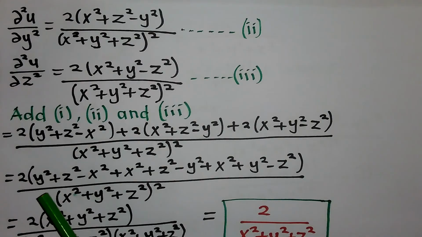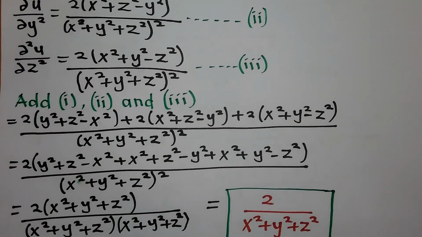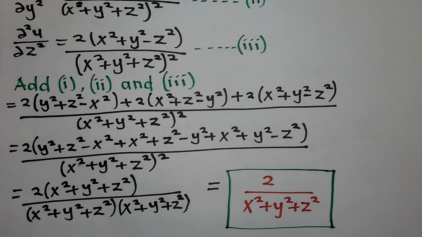We can then simplify the like terms, like y squared minus y squared, that is 0, plus y squared. So if you simplify that, you're going to notice that you're just left with x squared plus y squared plus z squared. And then we can expand our denominator by multiplying this way. So you're going to cancel this with one of these, and you're going to be left with 2 over x squared plus y squared plus z squared.